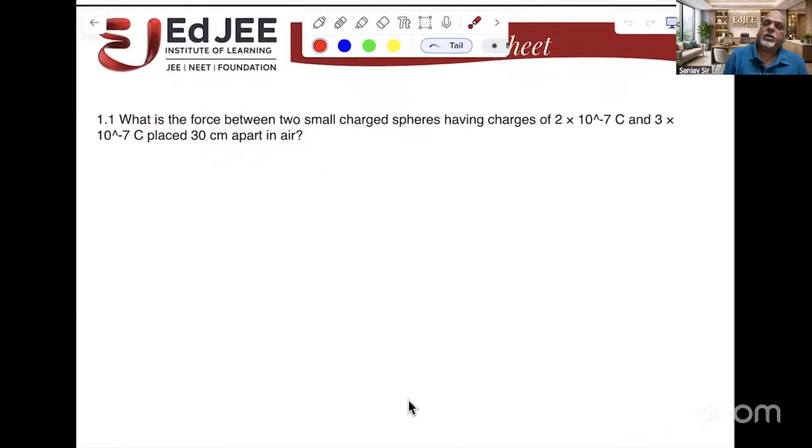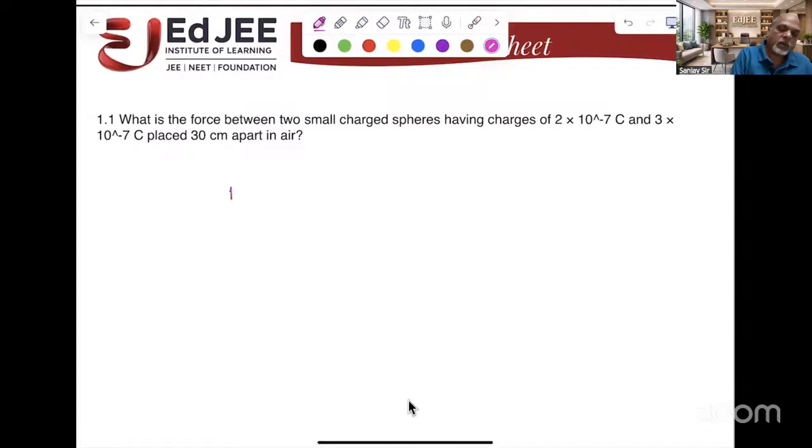What is the force between two small charged spheres having charges of 2 into 10 raised to minus 7 coulomb and 3 into 10 raised to minus 7 coulomb placed 30 centimeter apart. Correct. So let us see.